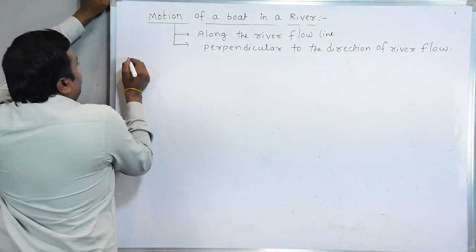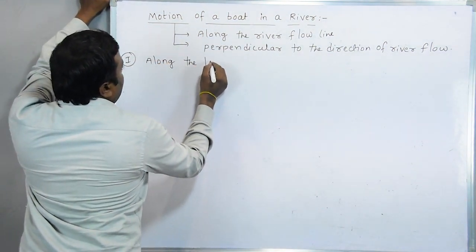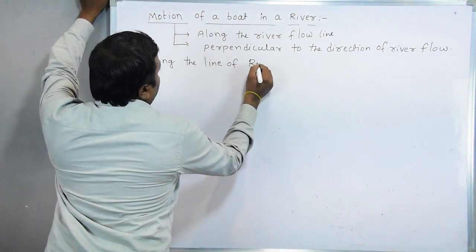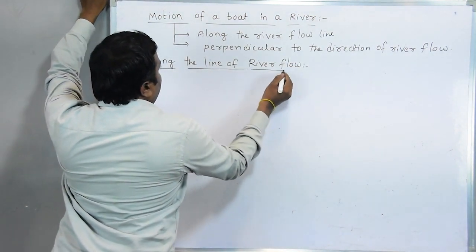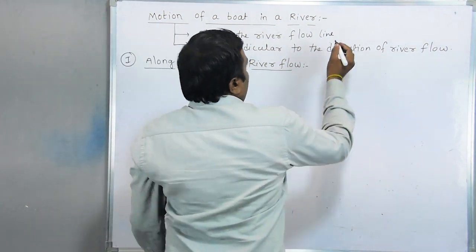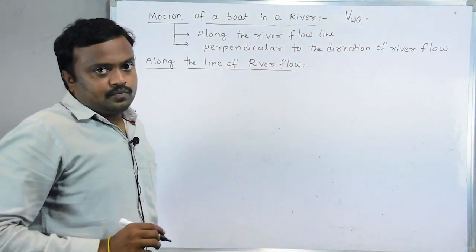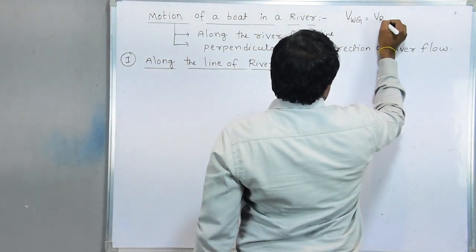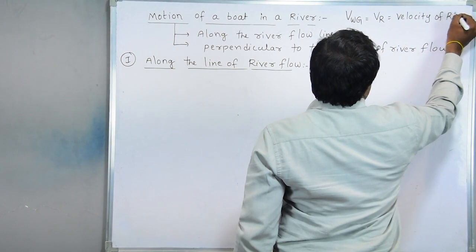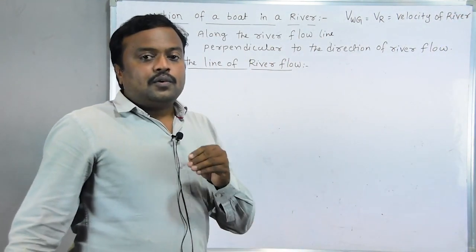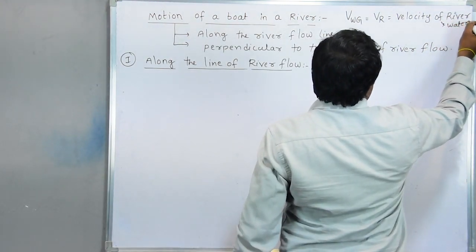In the first possibility we are going to see along the line of river flow. So some letters we will define here. Initial letter you see, velocity of water with respect to ground, VWG, nothing but VR, velocity of river it is. Velocity of river is nothing but velocity of water with respect to ground.